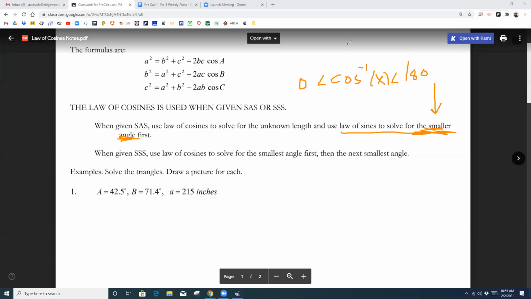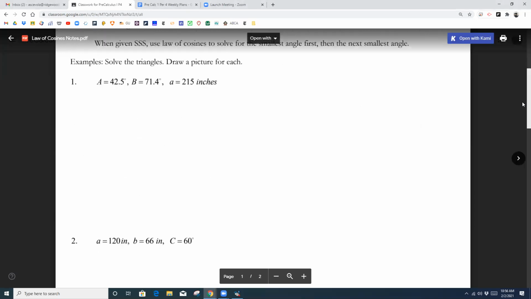So in conclusion, when you're doing the law of cosines, after you do it the first time, the second time, do the law of sines to find the smaller angle. Or if for whatever reason you don't want to do that, you could also just do the law of cosines twice. Either thing works. And I'll show you an example later on. Let's get into it.